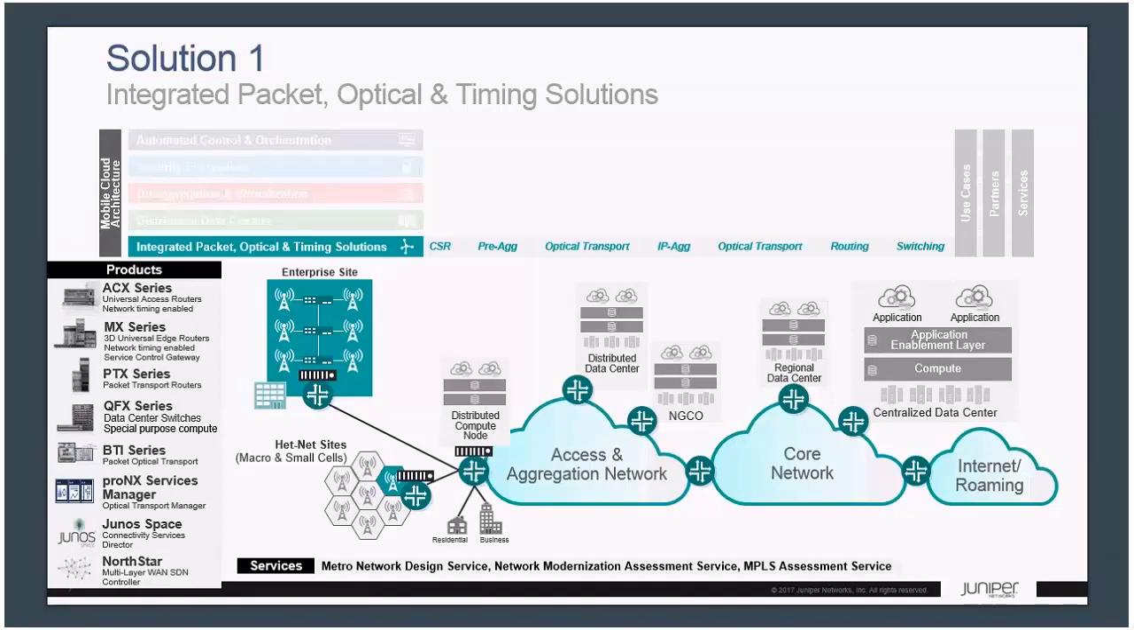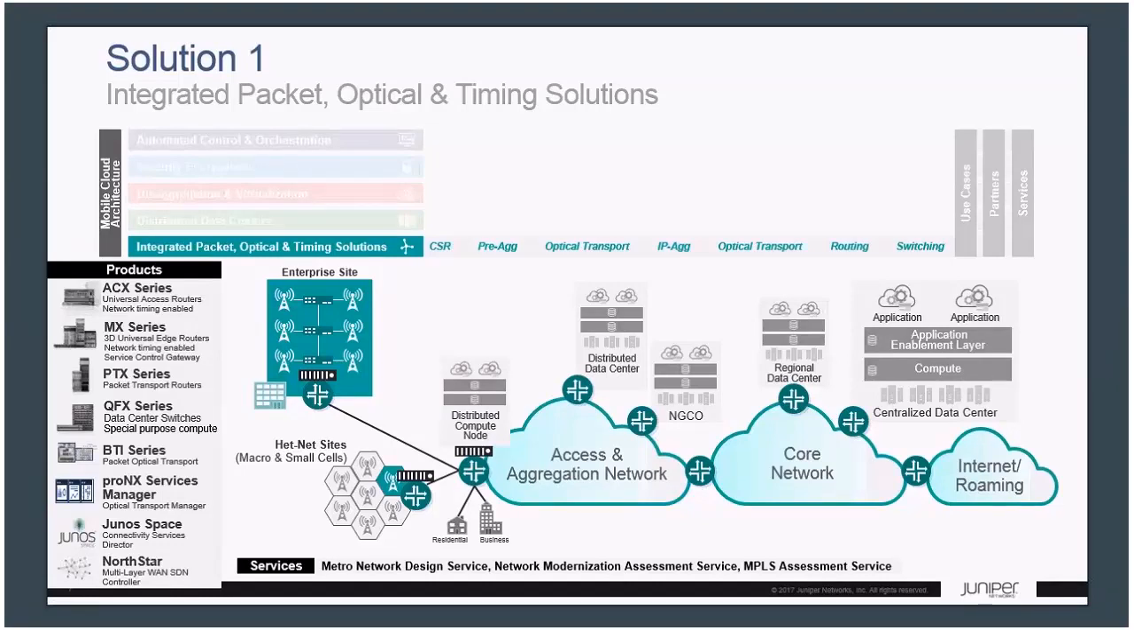In the lower left, you can see the products that support this solution area, specifically the ACX series, which is our line of universal access routers, the MX series, which is our line of universal edge routers, PTX series, which is our line of packet transport routers, the QFX series, which is our line of data center switches, BTI series, which I mentioned before, provides packet optical transport solutions. And also we have an optical transport manager, which we call ProNX Services Manager. And then our Junos portfolio. We offer Junos Space, in this case Connectivity Services Director, and also our Northstar solution, which is a multi-layer WAN SDN controller.